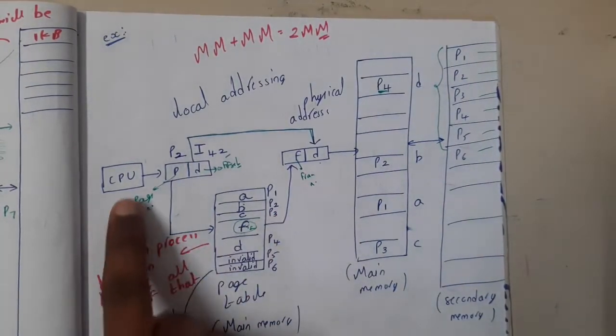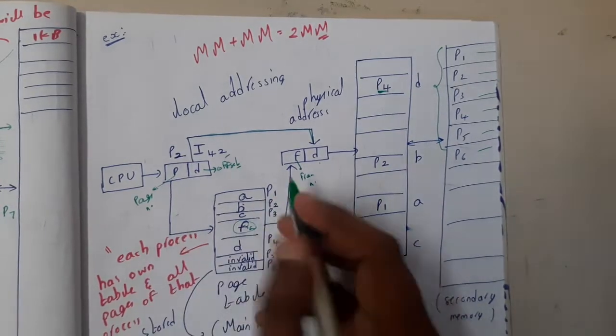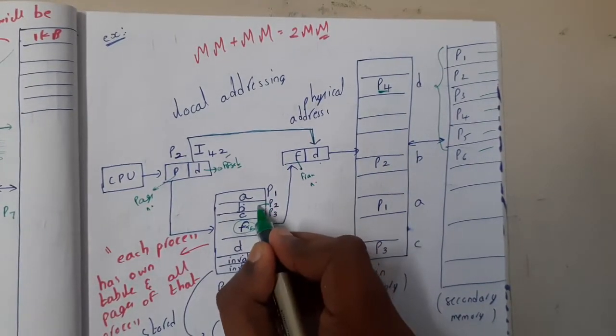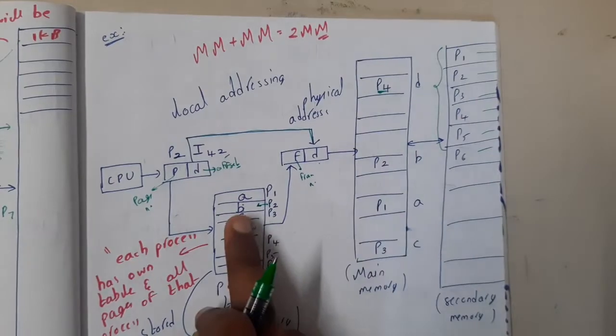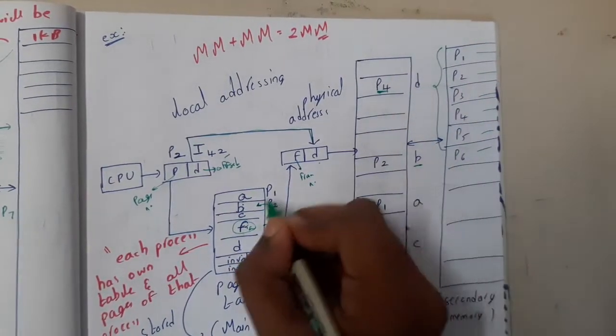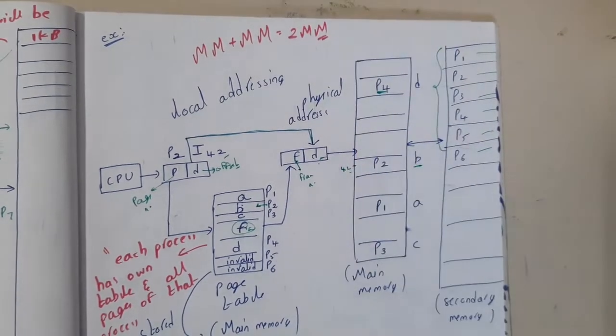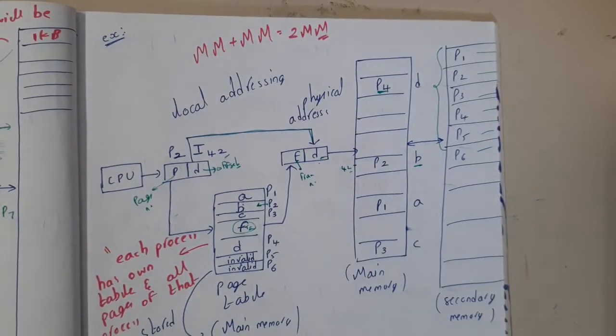Whenever you are searching for P2, we go to the page table and map that P2: where exactly is P2 in our frames? At location A it is there, so sorry, at B location it is there. So you will search for B location, and in B location you are going to search for the 42nd line. That is the exact data which you want. So it's a piece of cake for you now, right?